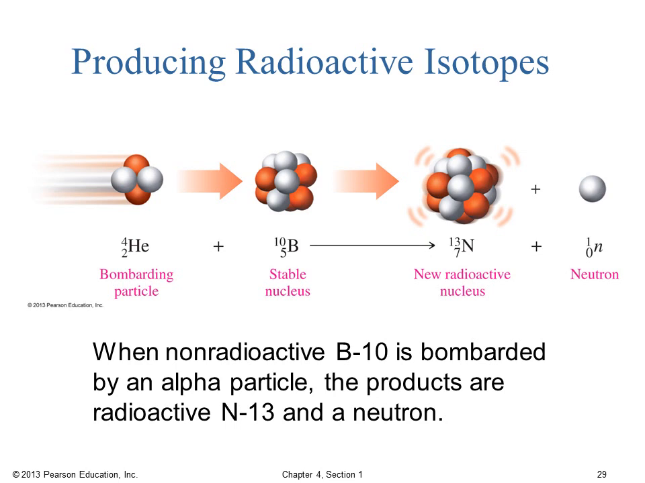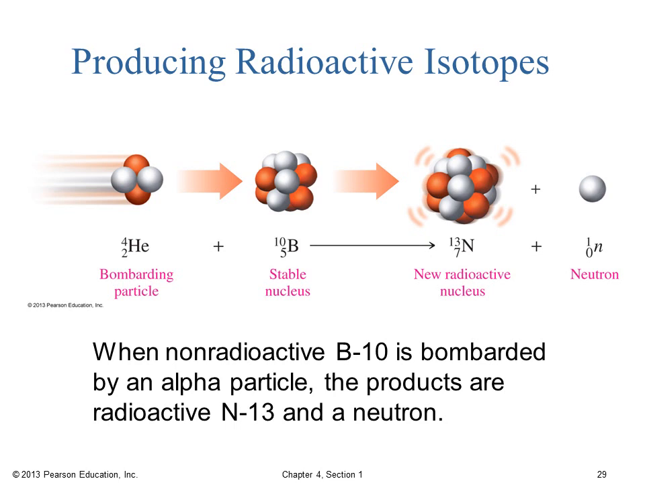You want to notice that on both the left-hand side and the right-hand side, when you sum up the mass numbers, with the helium, the alpha particle, and the boron, it sums up to 14. On the right-hand side, when we add up the mass numbers of nitrogen and the neutron, we get 13 plus 1, which is 14, so they are still equal on both sides.